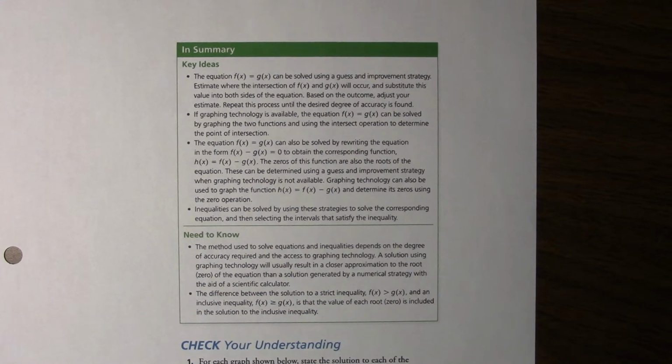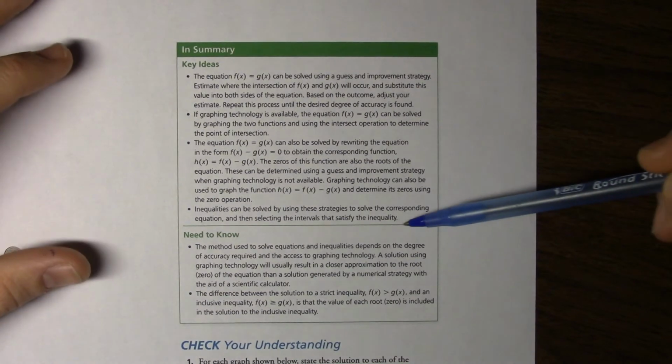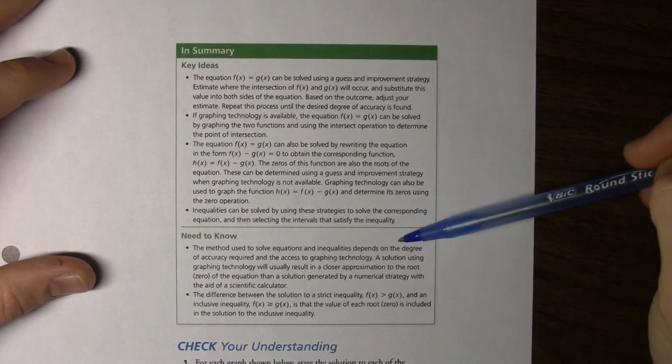The equation f of x equals g of x can also be solved by rewriting the equation in the form of f of x minus g of x equals 0, to obtain the corresponding function h of x equals f of x minus g of x. The zeros of the function are also the roots of the equation. These can be determined using guess and improvement strategies when graphing technology is not available. Graphing technology can also be used to graph the function h of x equals f of x minus g of x and determine its zeros using the zero operation. Inequalities can be solved by using these strategies to solve the corresponding equation and then selecting the intervals satisfying the inequality. Okay, good.